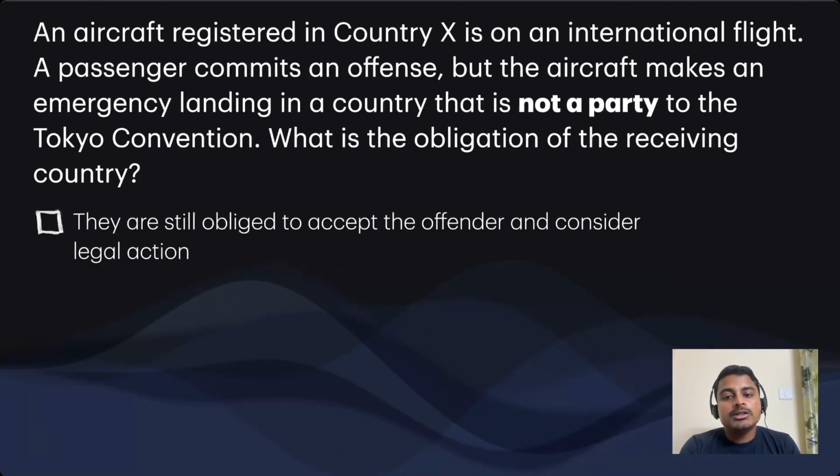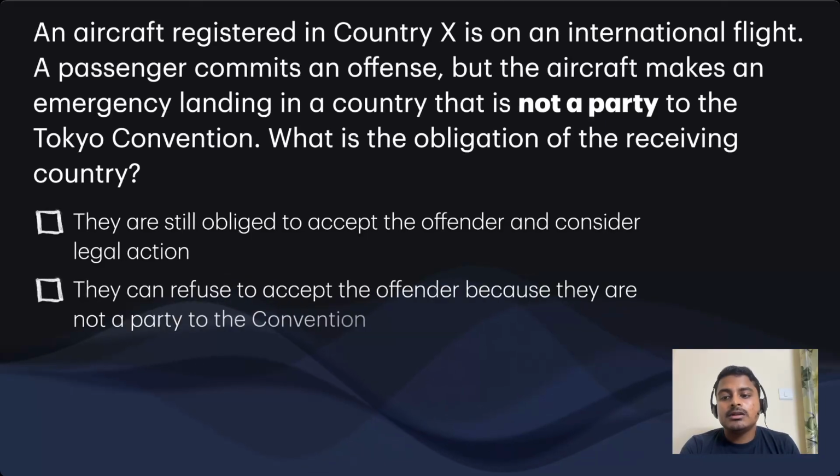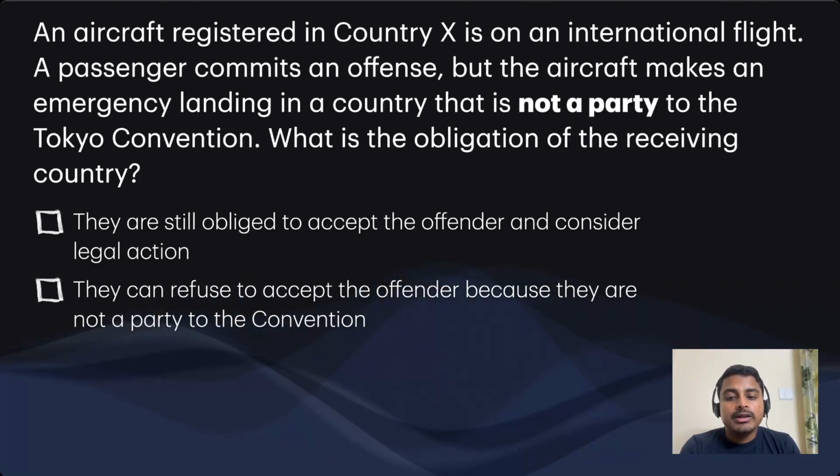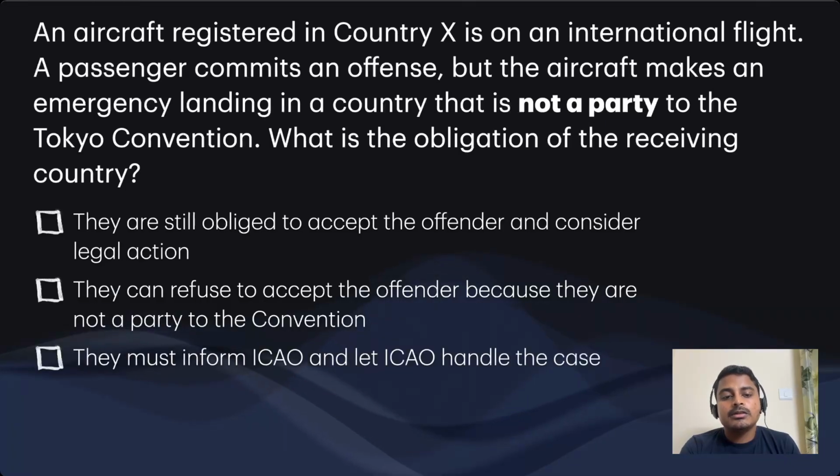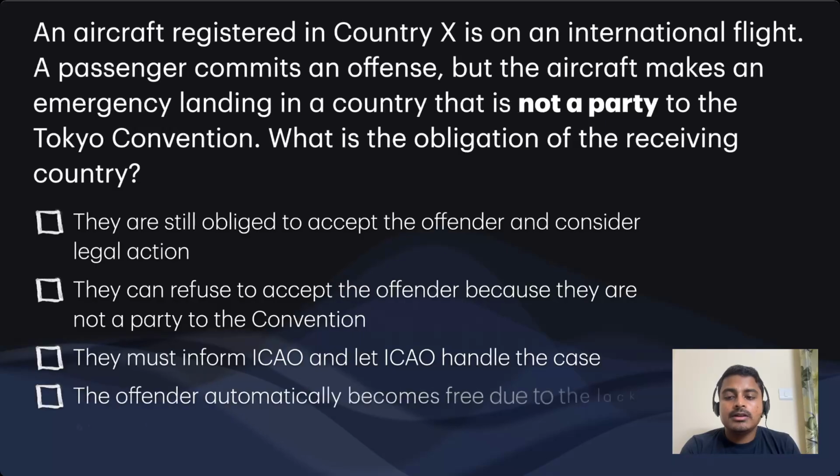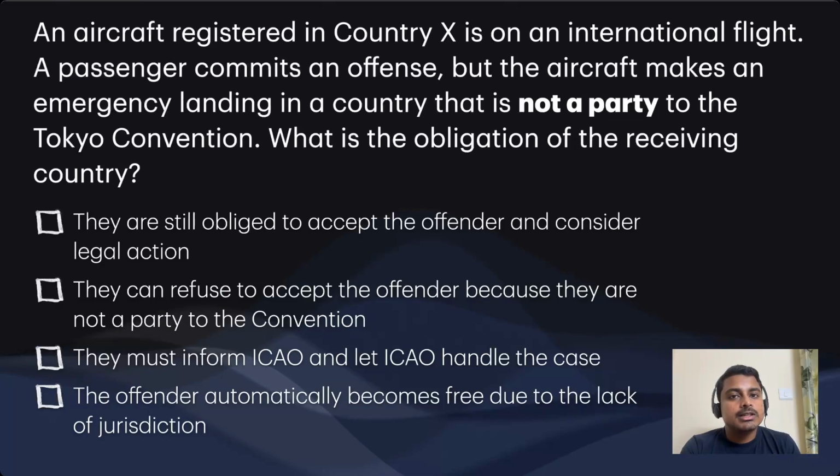They are still obliged to accept the offender and consider legal action. They can refuse to accept the offender because they are not a party to the convention. They must inform ICAO and let ICAO handle the case, or the offender automatically becomes free due to the lack of jurisdiction. Now offense has happened, right?